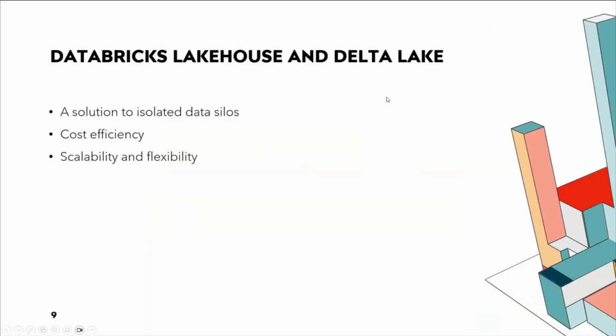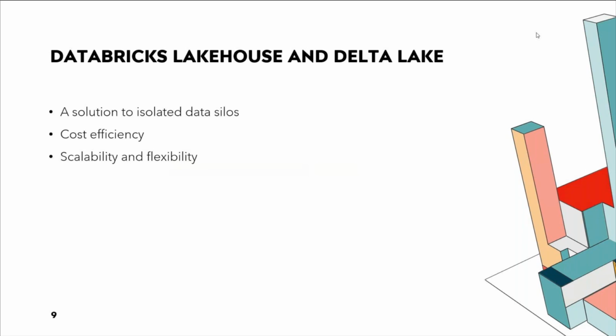And I want to talk about Databricks Lakehouse and its underlying technology called Delta Lake. So the Lakehouse is a solution to isolated data silos. The individual silos would be the lake and the warehouse, but a lakehouse combines the two and keeps everything under one roof. Some of the main benefits are cost efficiency, not having to maintain multiple data lakes and warehouses, but have it all in one.